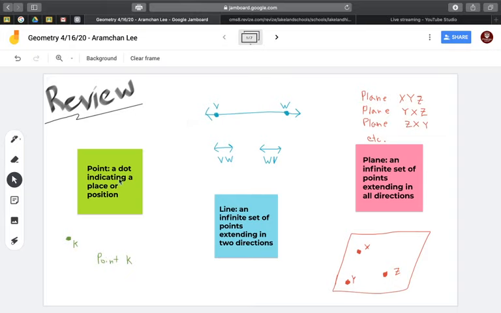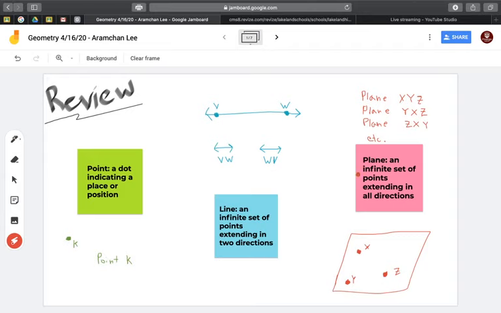So first, a point, if you remember, is a dot indicating a place or position. An example is point K, which can be illustrated like this and written like this. A line is an infinite set of points extending in two directions. So these arrowheads represent that the line is going on indefinitely in two different directions. And we can write this as line VW or line WV.